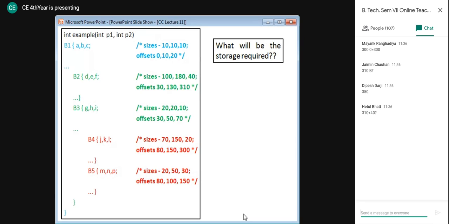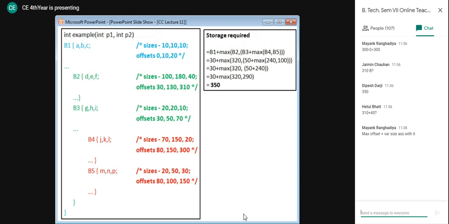Okay, so let us see what we have as answers. It seems that remaining students, okay, they are not. Maximum offset plus variable size assigned with 8. Yes. Okay, that is absolutely correct.